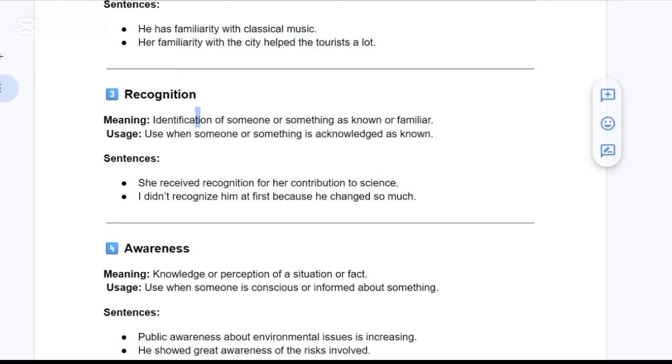Recognition: identification of someone or something as known or familiar. It is used when someone or something is acknowledged as known. She received recognition for her contribution to science. I didn't recognize him at first because he changed so much.